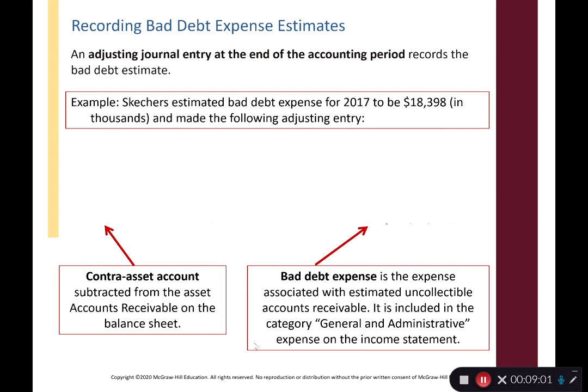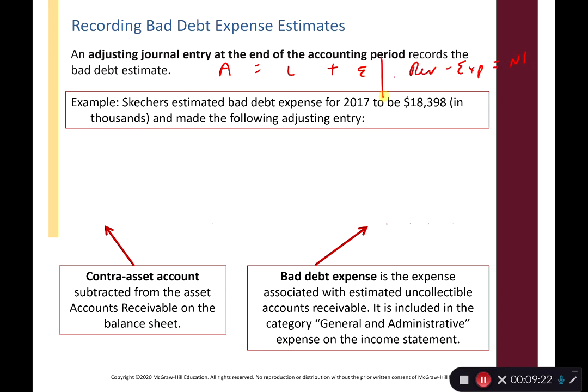So how do we do this? Well, first, we'll talk about the adjusting journal entry. We're going to assume that Skechers estimated bad debt expense for 2017 to be $18,398. And then they'd make the following adjustment. Well, I like to do A equals L plus E first.